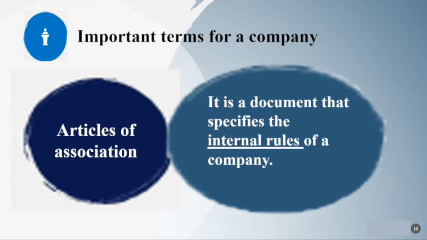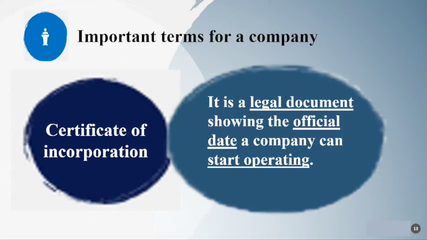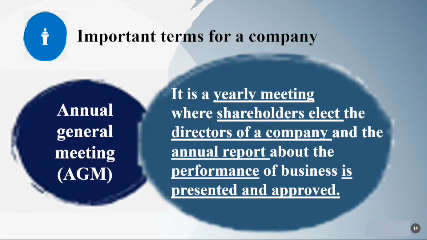Articles of Association. It is a document that specifies the internal rules of a company. Certificate of Incorporation. It is a legal document showing the official date a company can start operating. Annual General Meeting, AGM. It is a yearly meeting where shareholders elect the directors of a company, and the annual report about the performance of business is presented and approved.